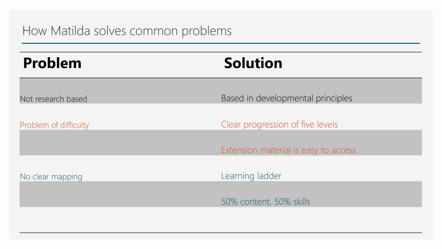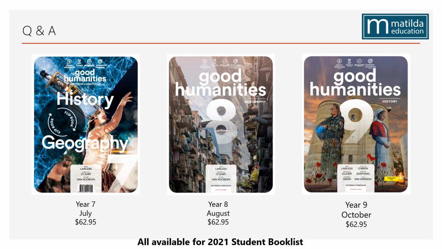But also, we focus on content and skills, just like you see in the curriculum. Yeah, there's been quite a big shift from content to skills, and Matilda's book, Good Humanities, does really well at that new change. Right, so there's the covers of the books, 7, 8, and 9.